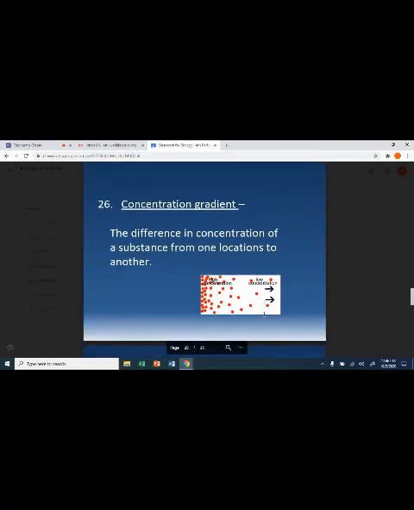Before talking about those, we have to talk about concentration gradient. Concentration of something is the amount of something. So if there's a high concentration, like here on the left, there's a lot of it, to a low concentration, but there's not a lot of it. And the concentration gradient is the difference between those two locations.